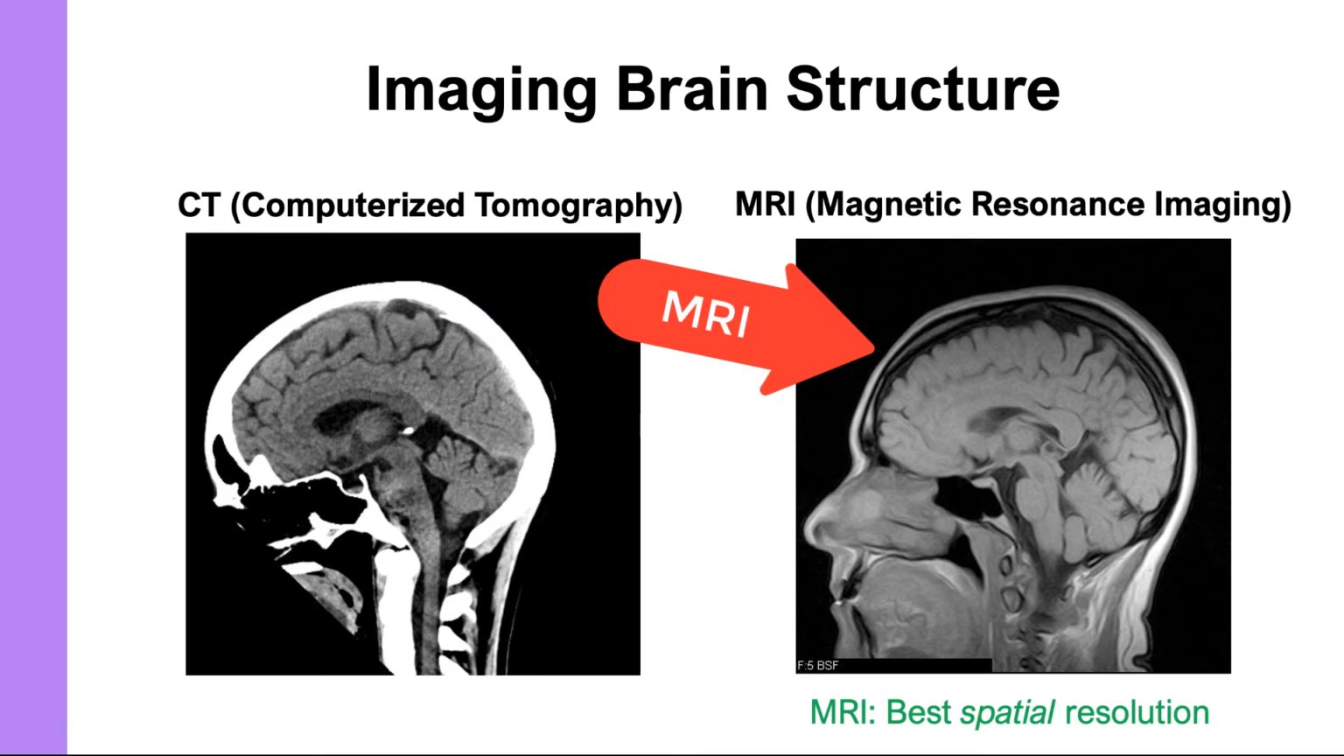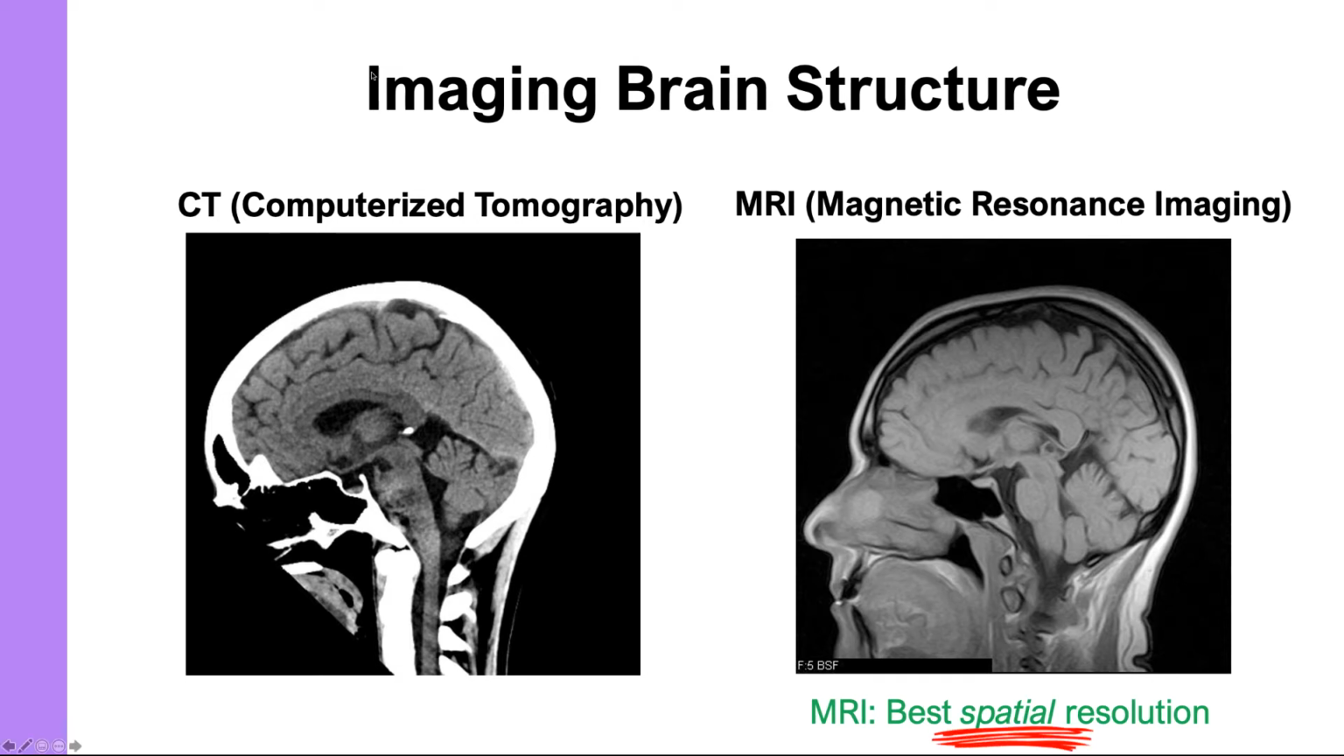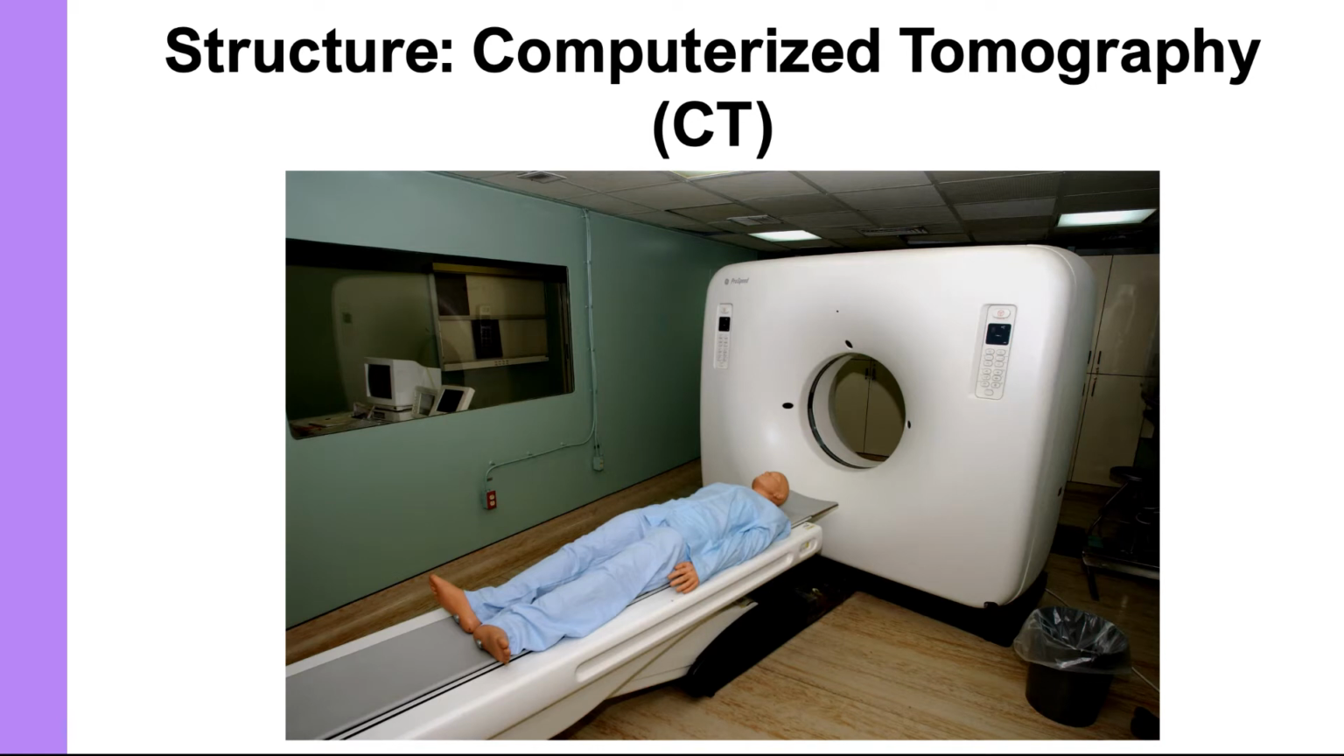It gives a much better resolution and allows a little bit more precision when relating the sizes of different brain structures to personality. So MRI gives the best spatial resolution. And by spatial resolution, I mean it gives the best picture, the most detailed picture of the aspects of the brain. This is an example of a CT machine.